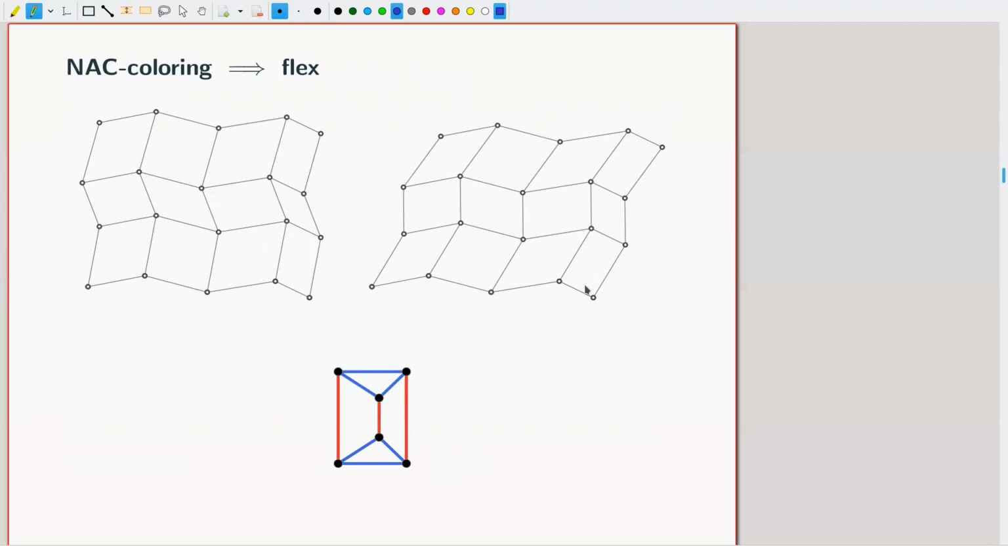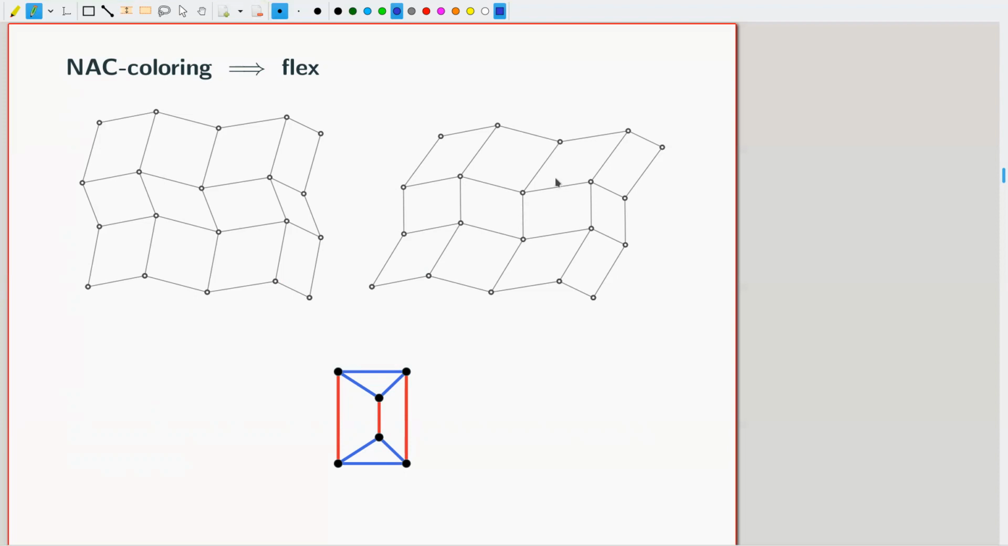So what do we do from NAC-coloring to a flex? I give you a coloring and I ask you to give me a realization that is flexible. I don't want to explain all the details, but if I start with such a NAC-coloring, I consider what we call zigzag grids, because if you look at the grid, you can distort it, keeping the distances within the same color to be the same and within the same row to be the same.